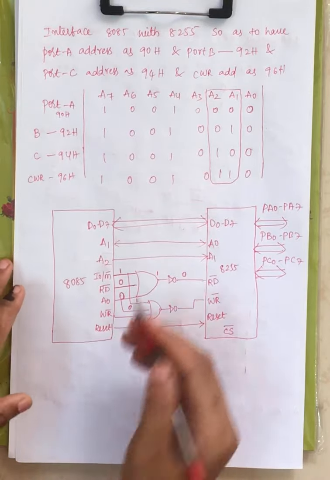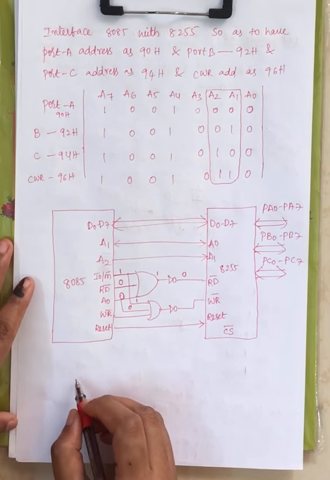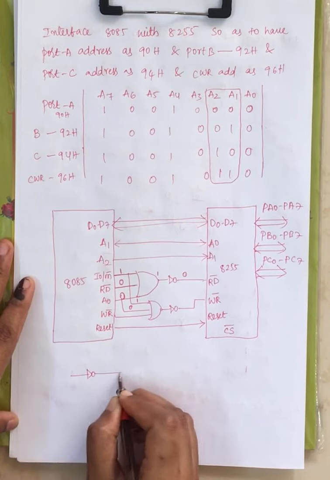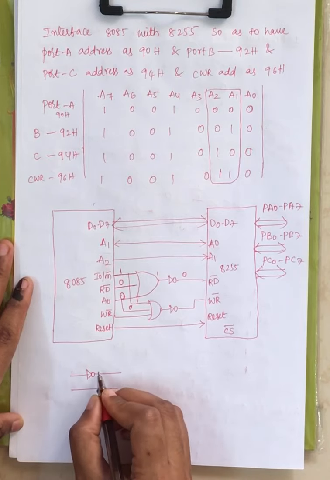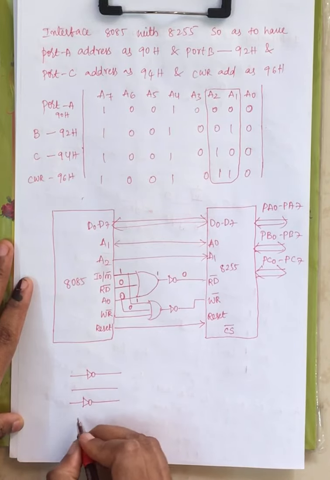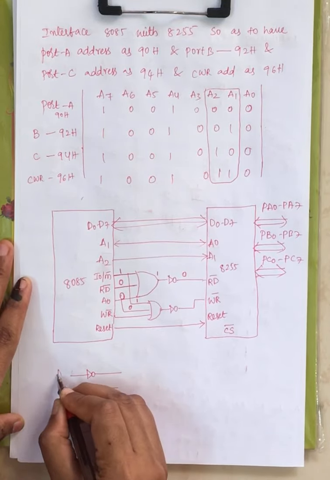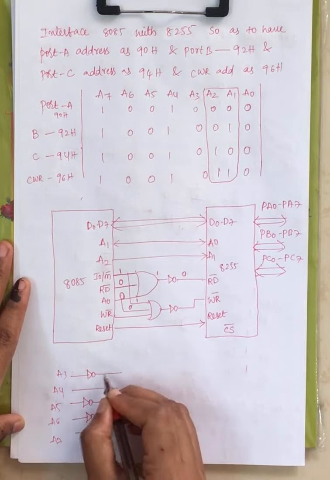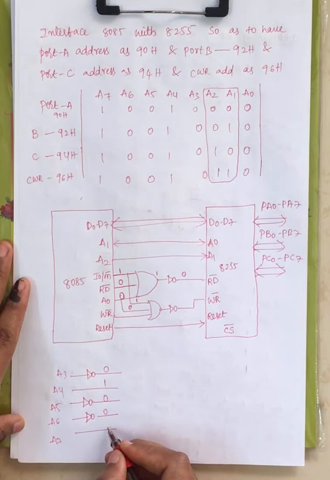Now what are the left out parts? A3 to A7 are used for the chip selection pin. What is the value of A3? It is 0, and this is inverted. A4 is 1. A5 is 0, inverted. A6 is 0, inverted. A7 is 1. So A3 is 0, A4 is 1, A5 is 0, A6 is 0, A7 is 1.